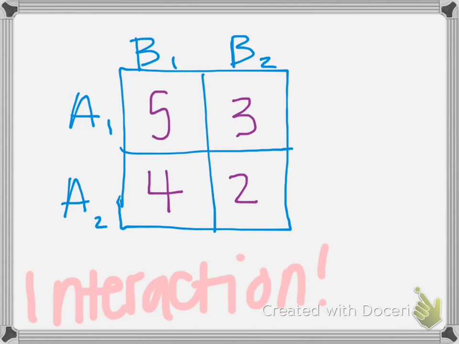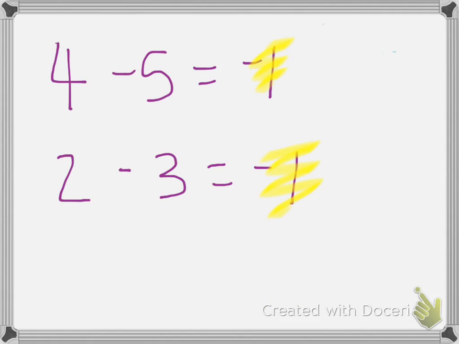So for part C, we're trying to find the interaction, to see if there's an interaction between our factors A and B. In order to find an interaction, you have to subtract. Actually, there are 2 ways to do it, but the way I'm going to do it, I find it easier subtracting row A2 from row A1. So 4 minus 5 equals negative 1. 2 minus 3 equals negative 1. Therefore, there is no interaction because there is no difference. They're equal.